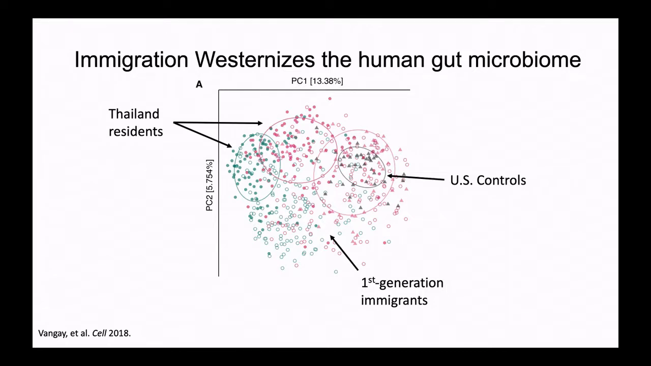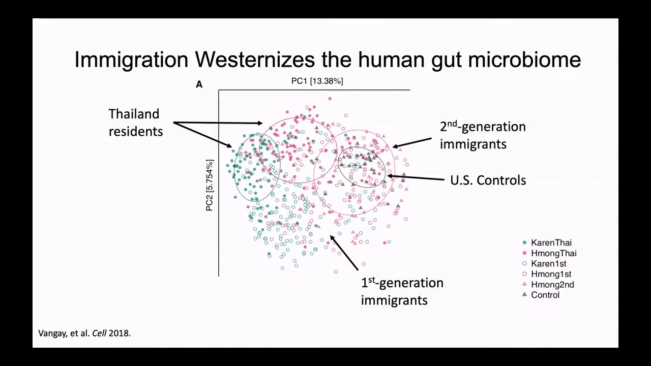And then finally, these first generation immigrants, these are people who moved to the US during their lifetime, and they've been here for anywhere from a few weeks to 30 years. Finally, this last ellipse on the right is second generation immigrants. So we see that as we move from still living in Thailand to first generation to second generation, there seems to be this kind of Westernization of the microbiome. The microbiomes are becoming more and more similar to the US controls. And by the time people are actually born in the US, as second generation immigrants, they're basically overlapping with the US controls.